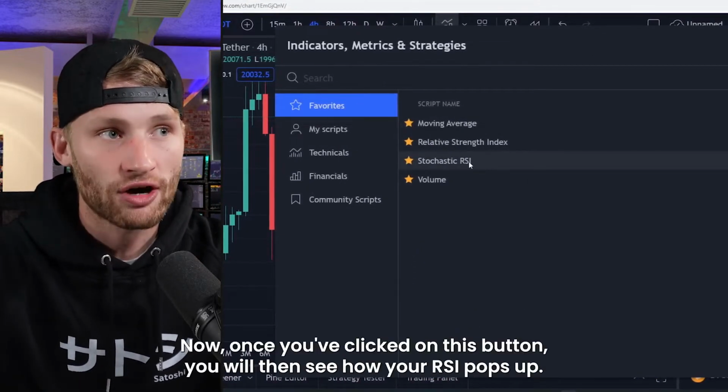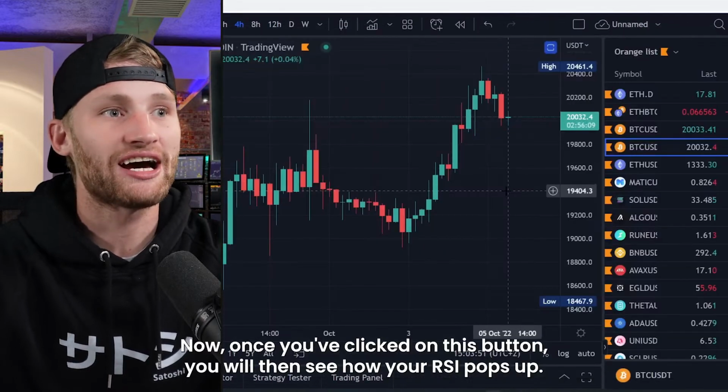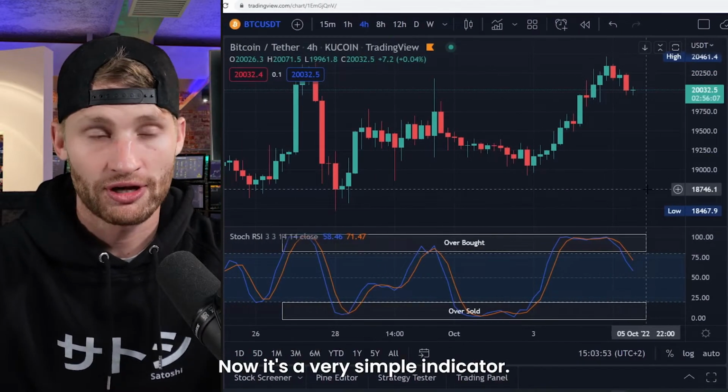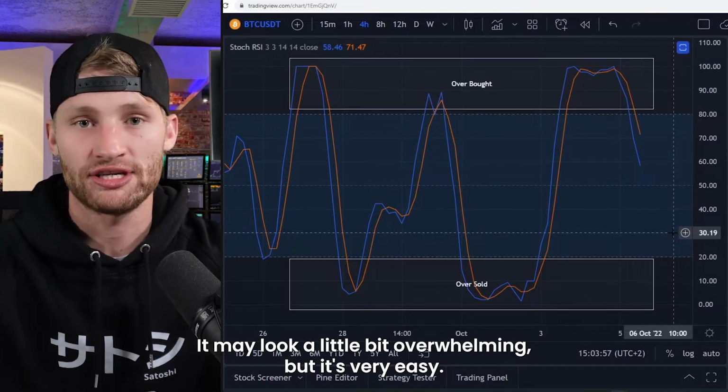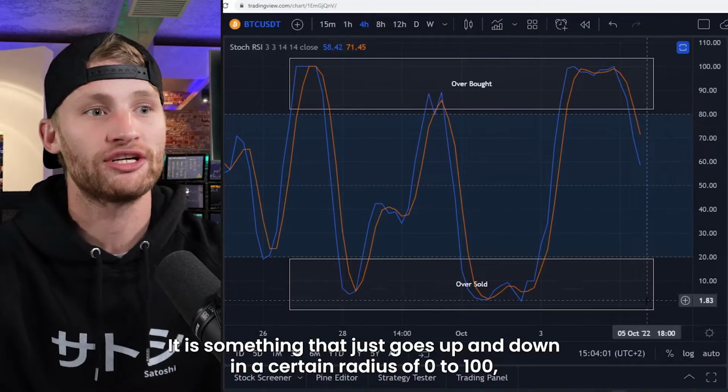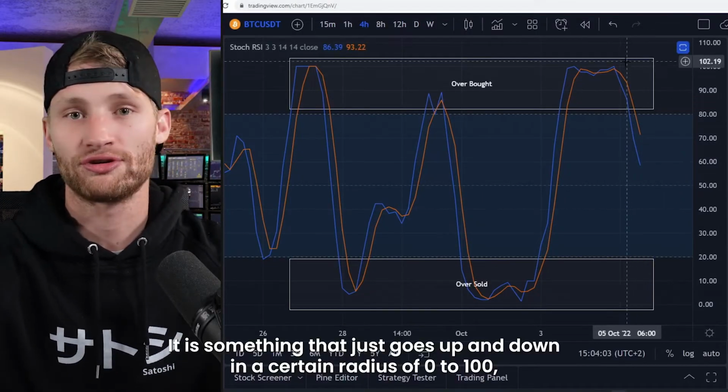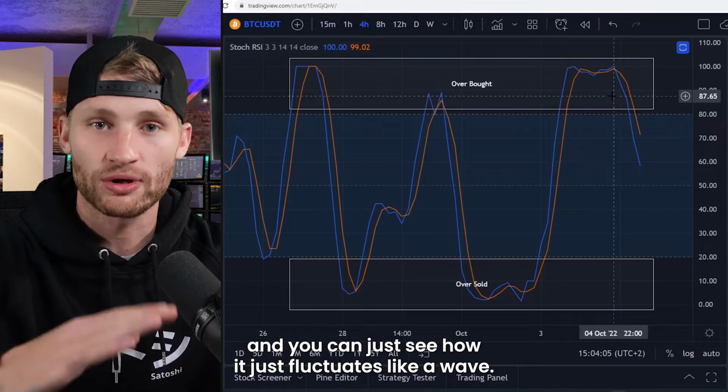Now once you've clicked on this button, you will then see how your RSI pops up. Now it's a very simple indicator. It may look a little bit overwhelming, but it's very easy. It is something that just goes up and down in a certain range of 0 to 100. And you can just see how it fluctuates like a wave.